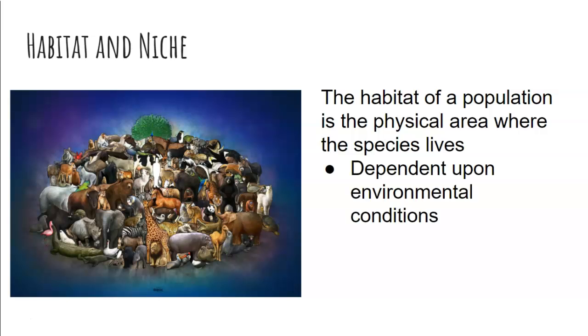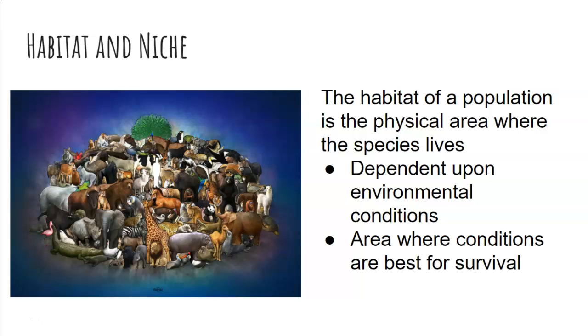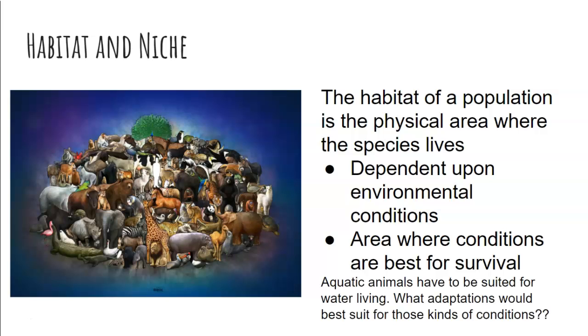The habitat is very dependent upon the environmental conditions, and whoever lives in that habitat, it's the area where they're best suited for survival. So aquatic animals have been suited for aquatic living. Think about different adaptations that actually help you best suit this kind of condition: gills on fish, tails on most of the aquatic animals so that they can swim, fins instead of hands. There's different things that you would have as an aquatic species that you wouldn't have as a terrestrial species, because living in the water is very different than living on land.